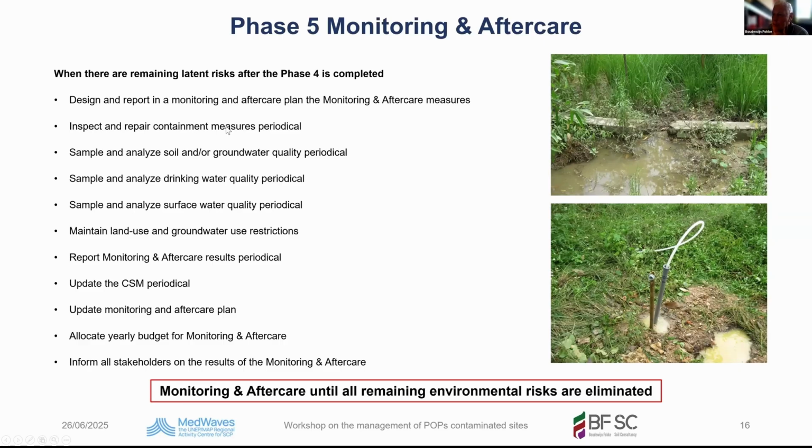Inspect and repair containment measures periodically. On the right-hand side, you see an example. This is an example from Vietnam. This was a phytoremediation plot, and we constructed a wall below the groundwater level. The groundwater level was very shallow here, so to avoid groundwater migrating the contaminated topsoil.